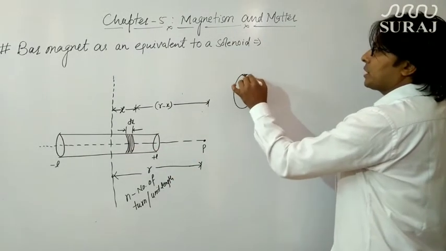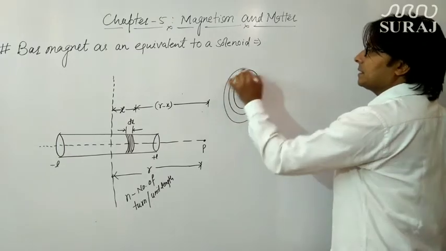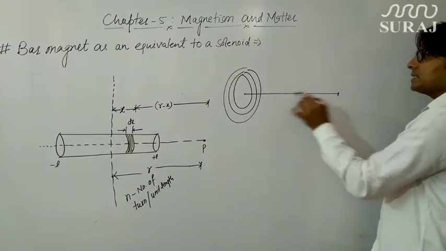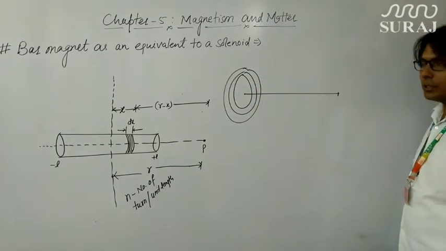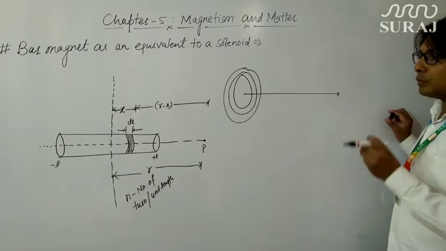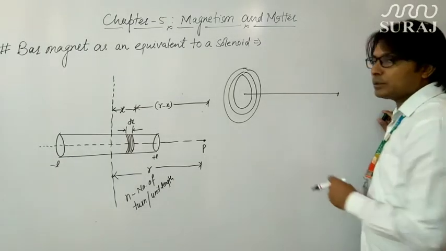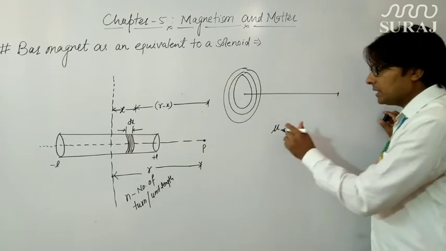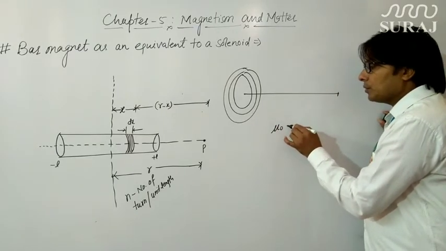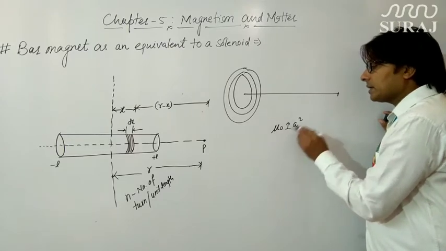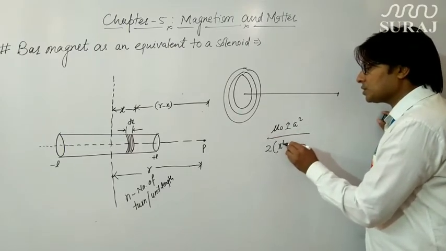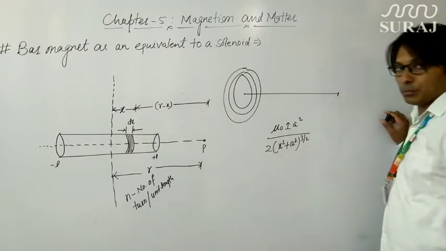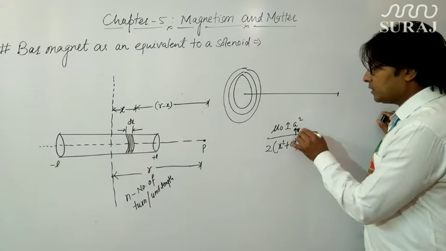Okay, now these turns can be assumed to be circular like this, and this point P is situated at the axis of these circular loops, and we have derived the formula of magnetic field at the axis of a circular loop. What was the formula, if you can remember? It is mu 0 I a square upon 2 times (x square plus a square) raised to the power 3 by 2. What was a? It was the radius.